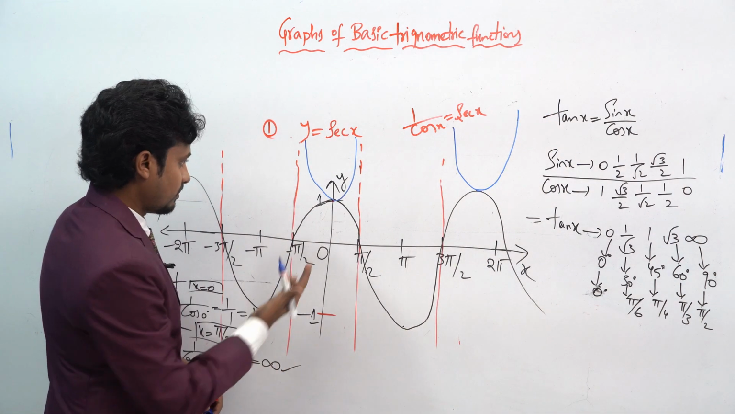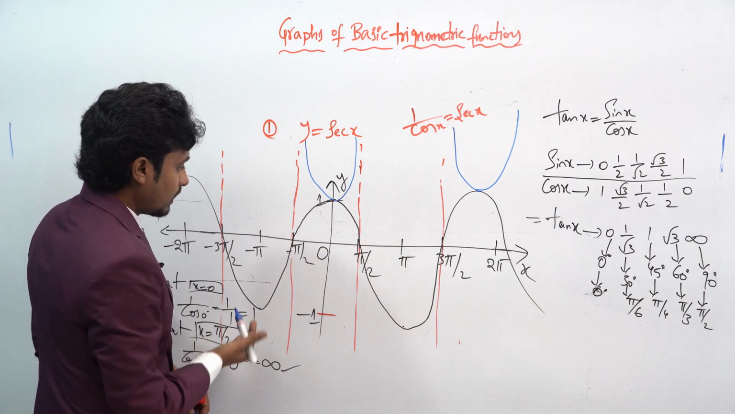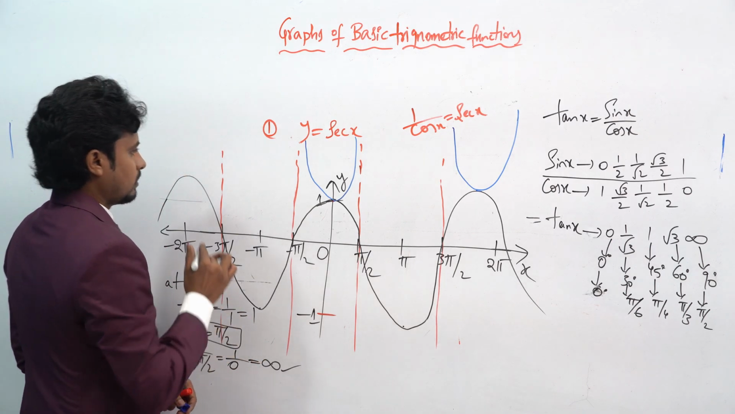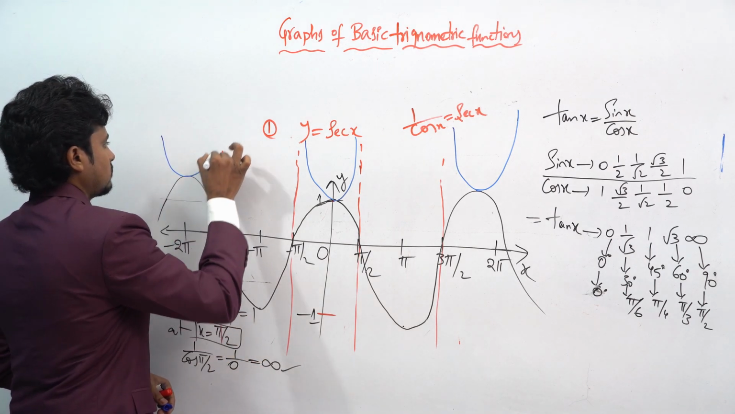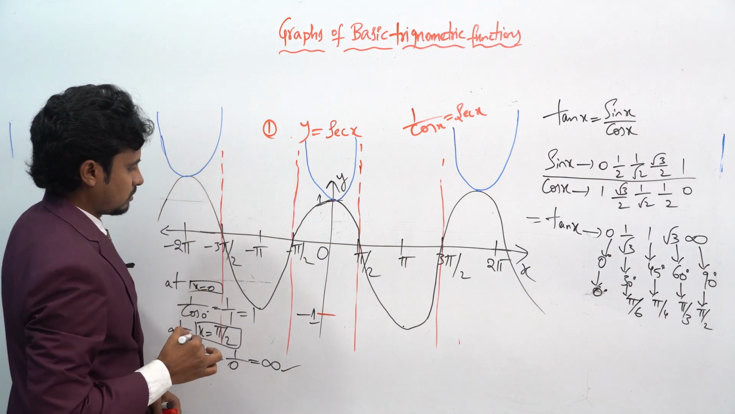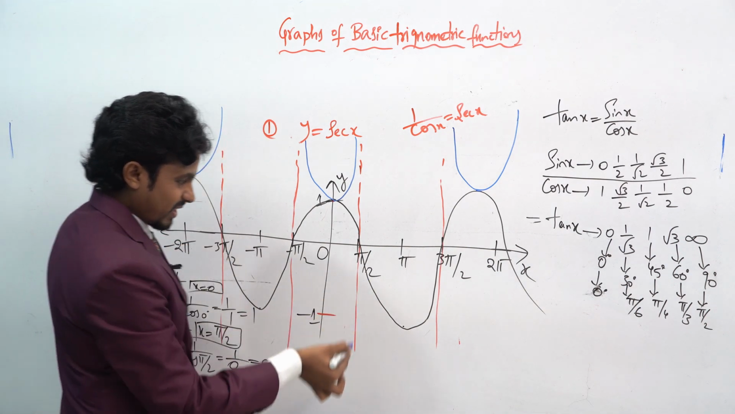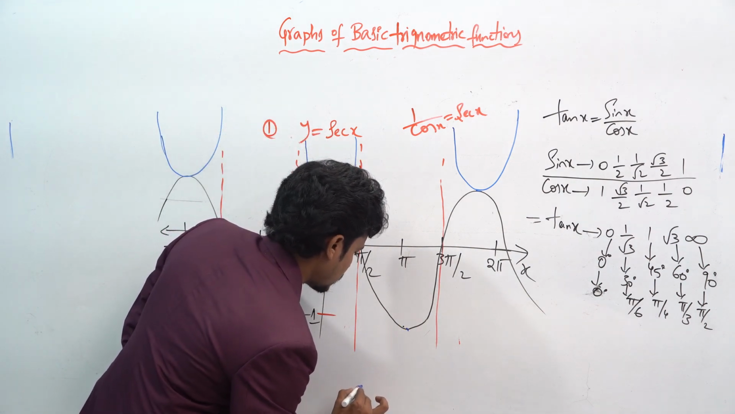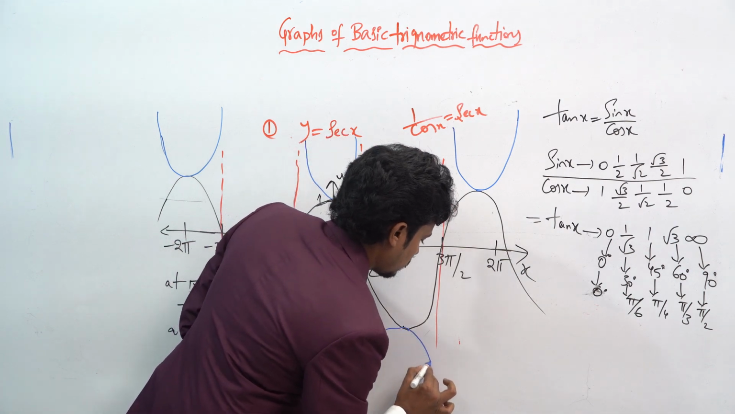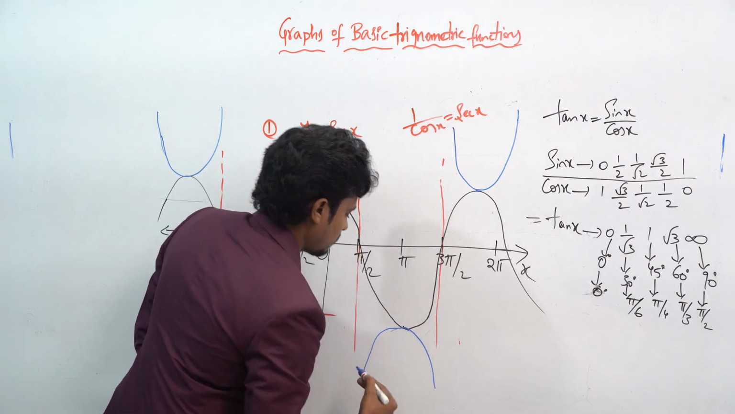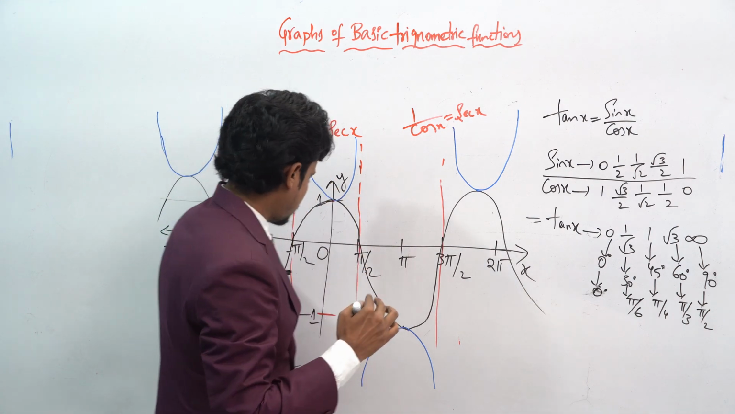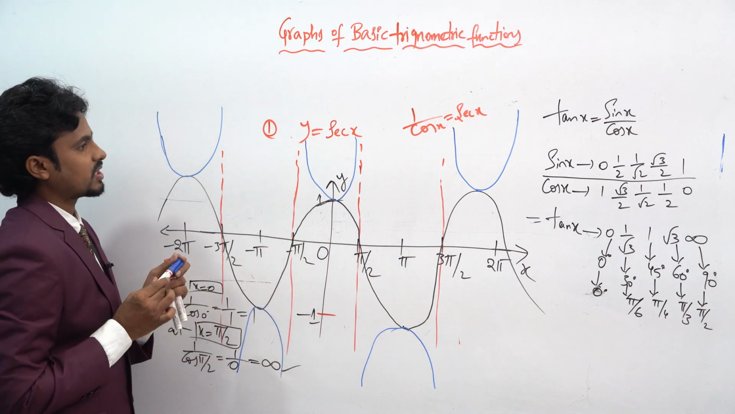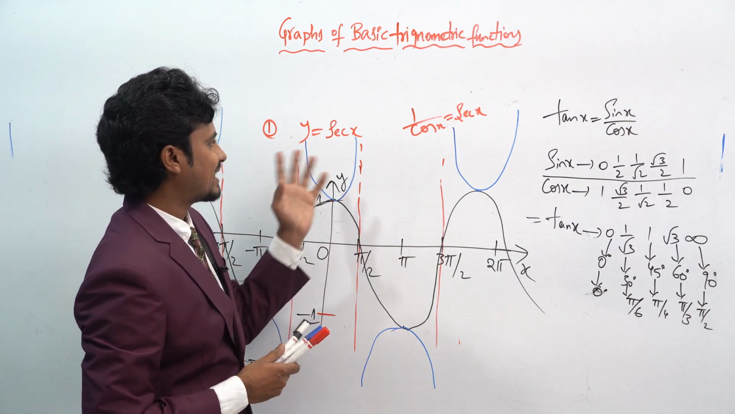Okay, and similarly here also, what will you get? At plus pi this will be -1, and here the plot will be like this. It will come from the minus infinite, and here also it will come from the minus infinite. This was the plot for y is equal to secant x.